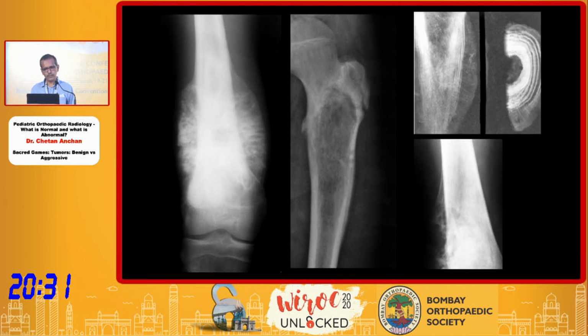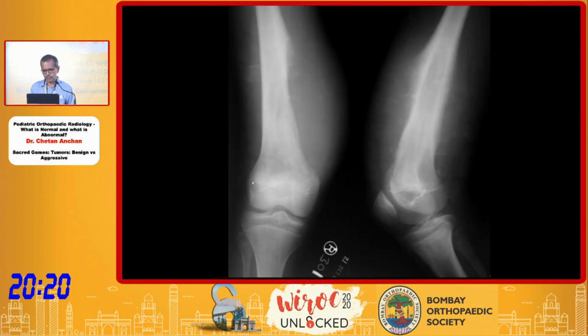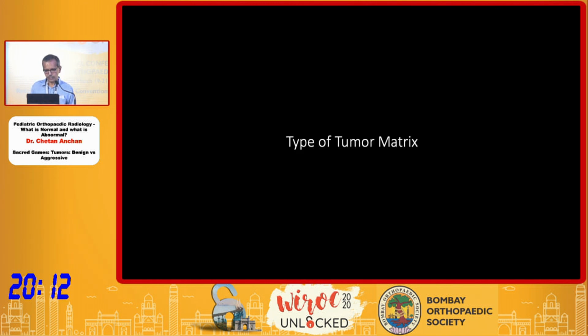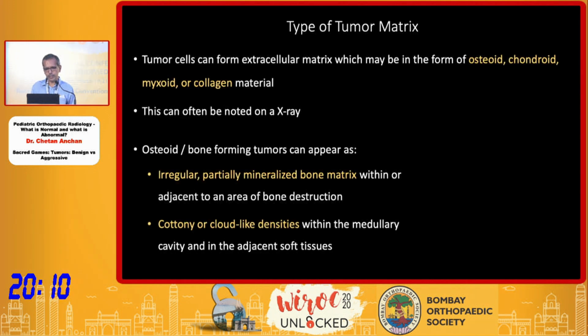So these are examples of interrupted periosteal reaction. You have this sunburst on the right, next is the onion peel appearance, and the last one is the Codman triangle. This is an X-ray of a distal femur Ewing sarcoma, where you see practically all of these findings. Then you come to the type of tumor matrix. Tumor cells form extracellular matrix which may be in the form of osteoid, chondroid, myxoid or collagen material.